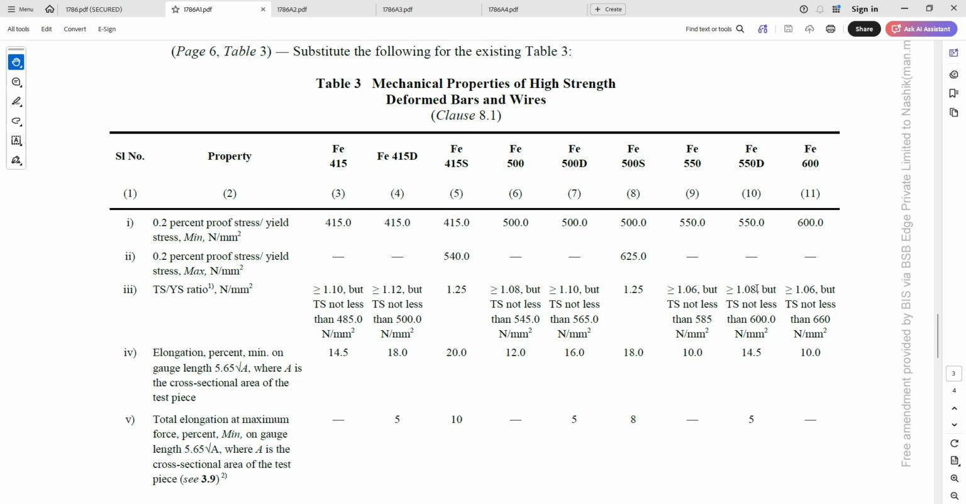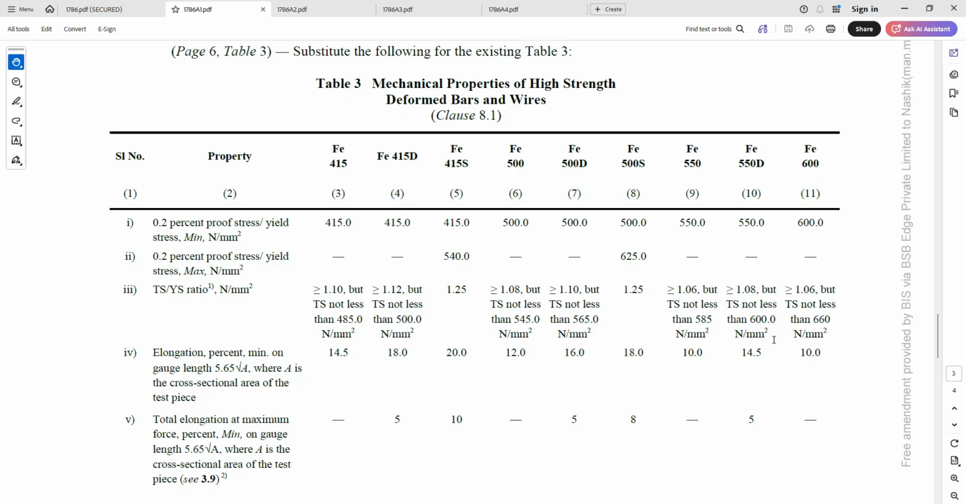If you go with 1786, it is not compliant to IS 13920. So you need to specifically mention the 13920 requirement, whether you go for Fe550 or Fe550D. So understand this. This is a very important point. Further, there is a condition put on this.